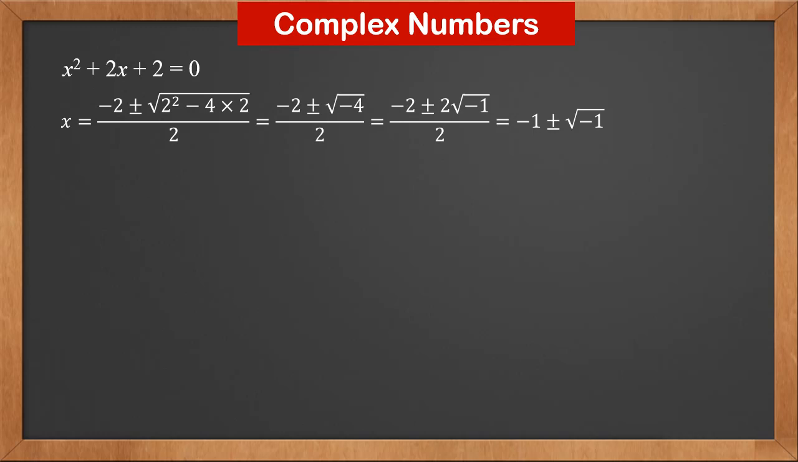Previously we say this equation has no real solutions. Now we introduce a new number i. It is an imaginary number, and equal to root -1. i squared is -1. So the roots are -1 plus minus i.